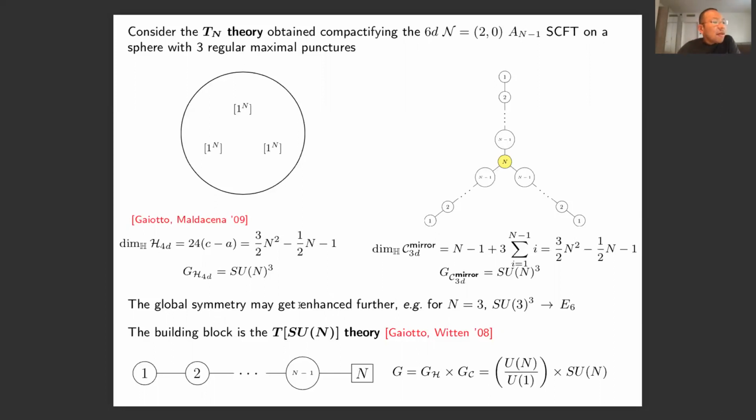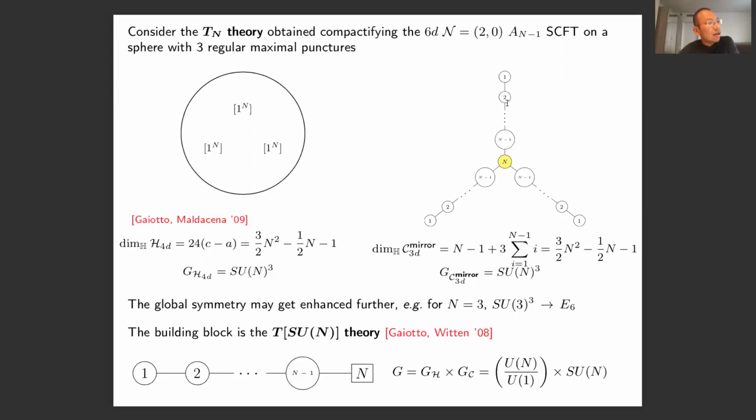So even more, for small n, the global symmetry can even get enhanced further. For example, as you know very well, for n equal to 3, this SU(3)^3 becomes E6. This is the famous E6 symmetry of the T3 theory. And let me also tell you about this star-shaped quiver.